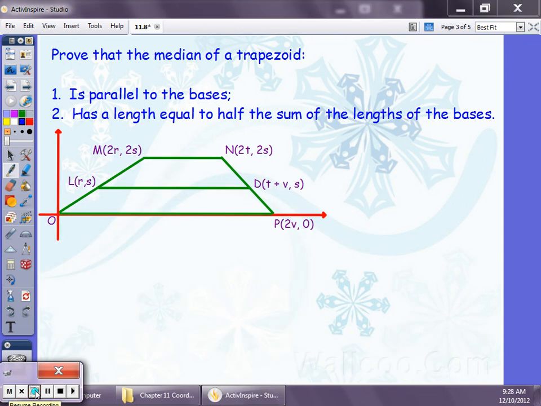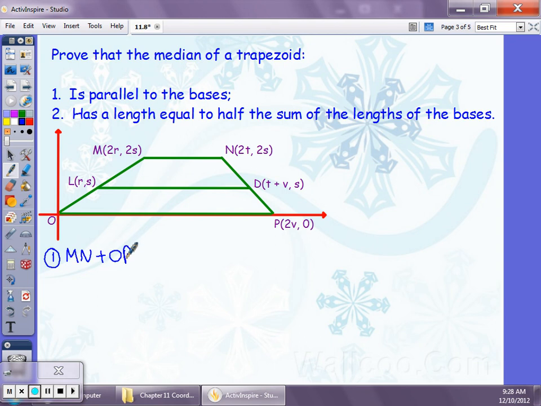Using the same diagram, we are now going to prove that the median of a trapezoid has a length equal to half the sum of the lengths of the bases. So our first step is to write what we're trying to find. So we're trying to find that the length of MN plus the length of OP, which are our bases, divided in half, is going to equal the length of LD, which is the median. So let's start off by finding all three distances.